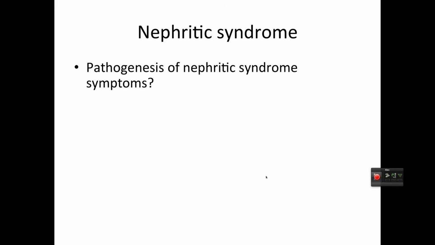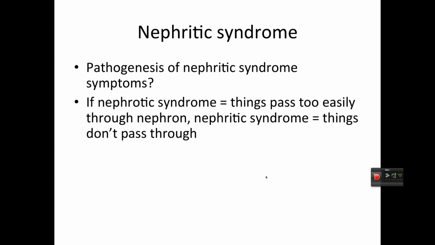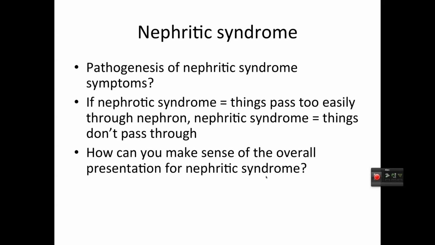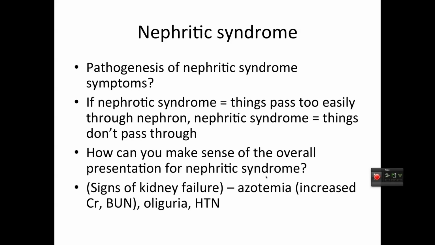Nephritic syndrome is different. If you think of the kidney or the nephrons as a bunch of things that are filtering stuff, because we said kidney failure is when you can't filter stuff, nephritic syndrome is really just you can't filter stuff. So it's basically like kidney failure. All of the things that you think of for kidney failure are going to be true for nephritic syndrome. So you're going to get azotemia, you're going to get oliguria because things aren't filtering through and you're not making urine, and you're going to get hypertensive.